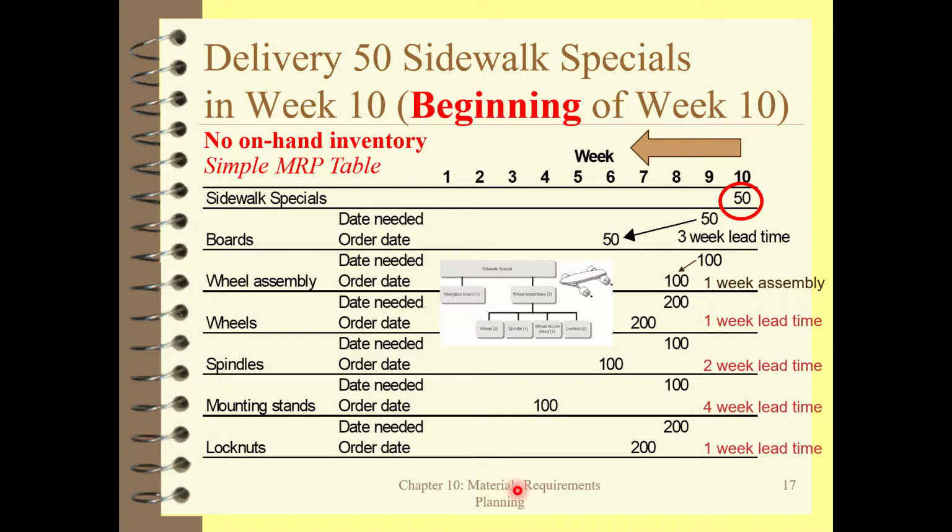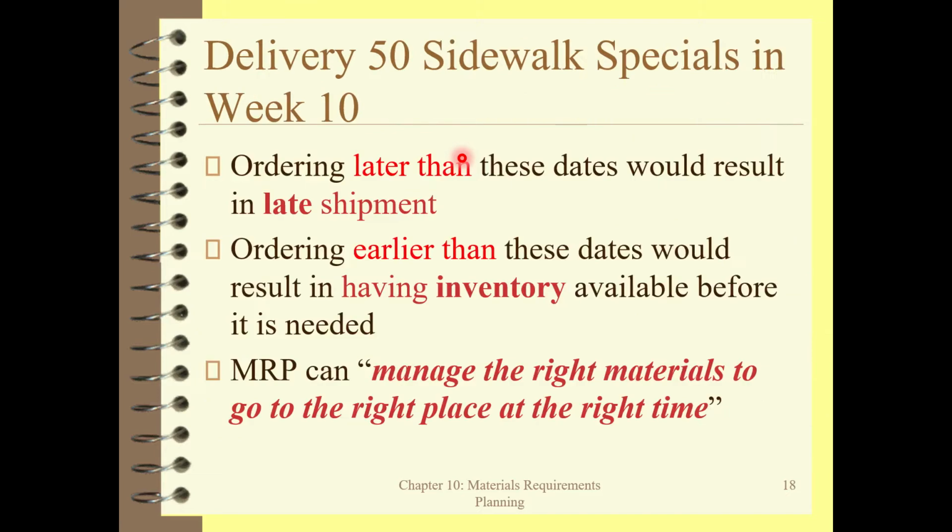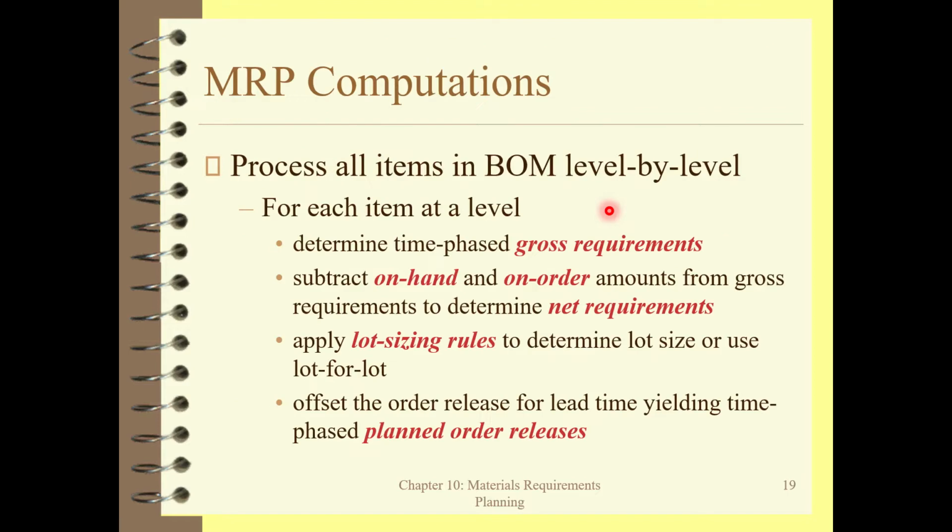Here is the solution, or the answer, of the very simple one, no on-hand inventory. And if you order later than this date, it would result in late shipment. What if you order earlier than this date? You will have more inventory than required. Okay, it's not so good. So MRP can manage the right material to go to the right place at the right time.